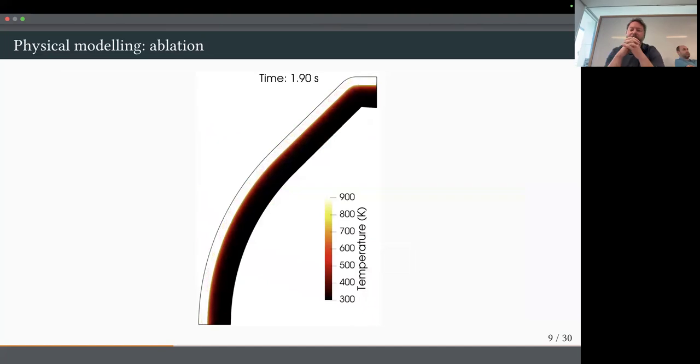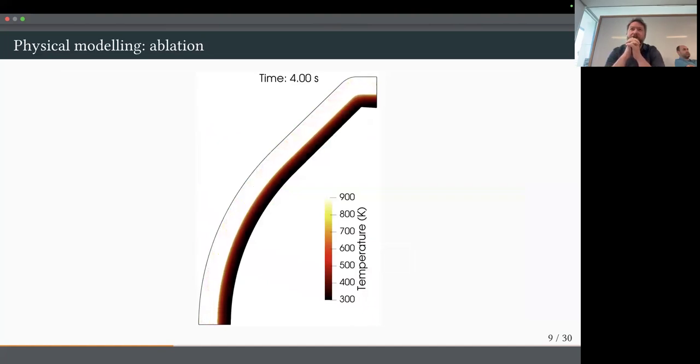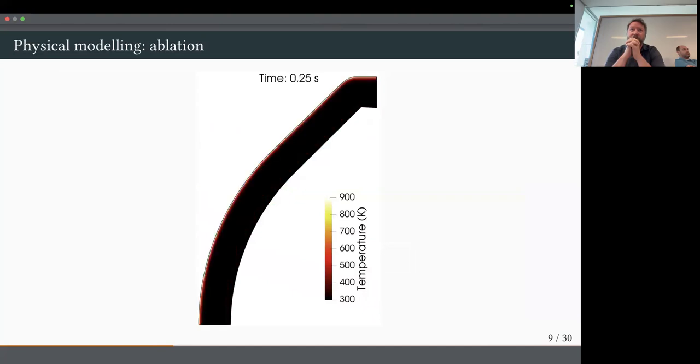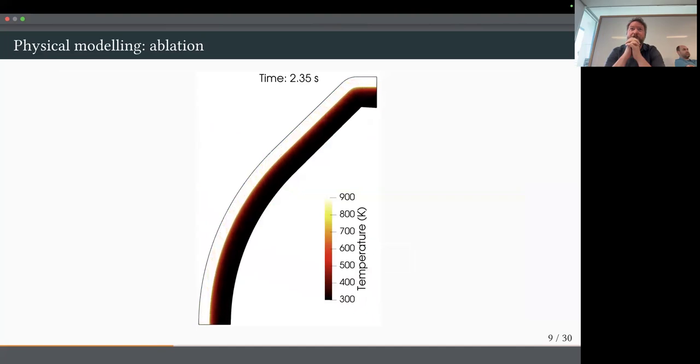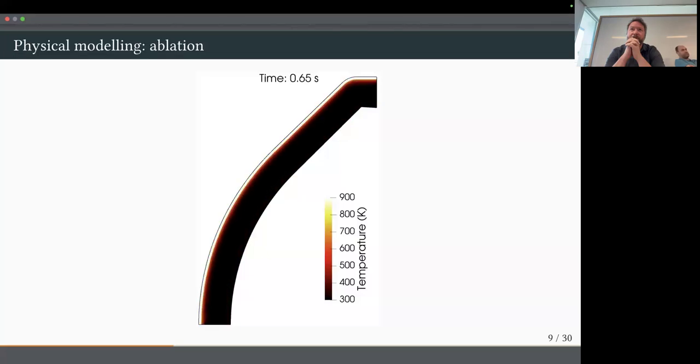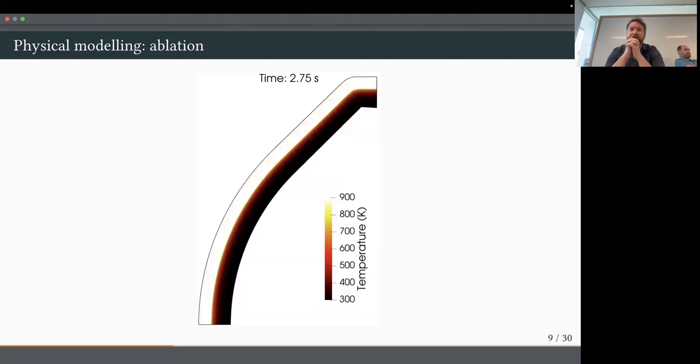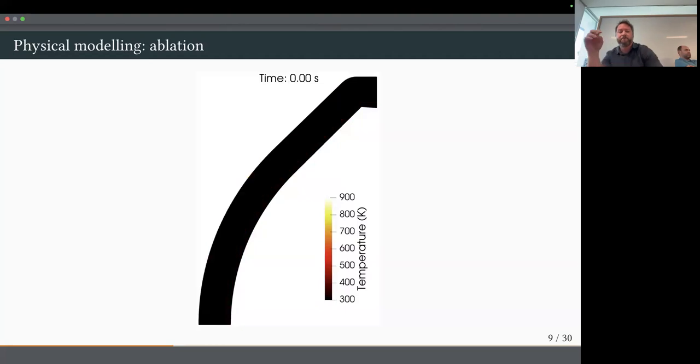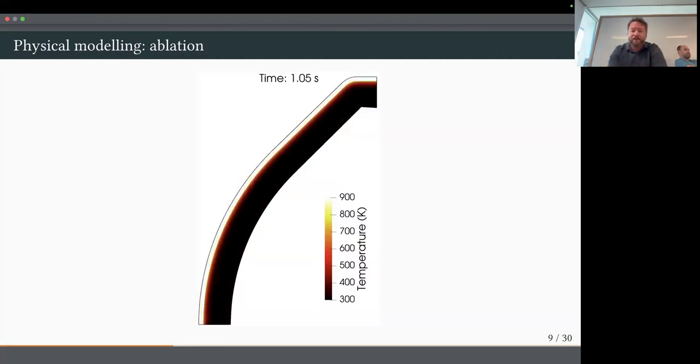And a final example on the physical modeling, some very recent work is coupling ELMA to a material response code. Here you're actually seeing the material response, but we've computed a flow field with ELMA to inform the heat transfer into an ablating material. So we're getting to see some recession due to the high heat flux from the shock layer around a blunt body.